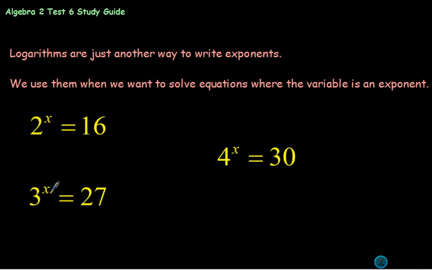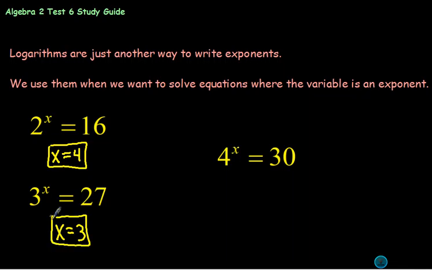Now, sometimes it's really easy. You can just look at an exponential equation and know what the answer would be. For instance, this one says 2 to the what power makes 16. Well, 2 times 2 is 4, times another 2 is 8, times another 2 is 16. So that would be 4 times. Or for something like 3 to the what power makes 27. What number times itself 3 times makes 27? Well, 3 times 3 is 9, times another 3 is 27. So x would equal 3.